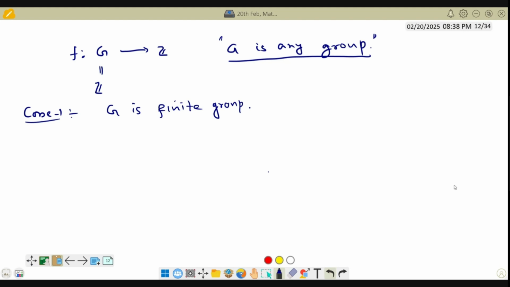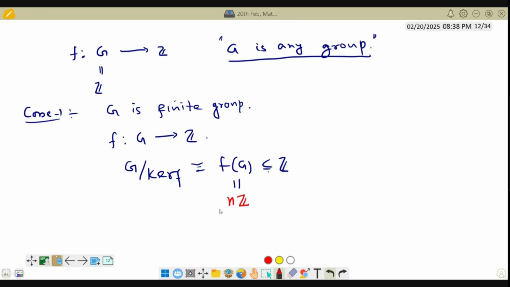which is in this case Z. Not Z, because if it is not onto, then it will not give you Z. So the image of f is a subgroup of Z. So suppose you have f from G to Z, then by the first isomorphism theorem, G by kernel is isomorphic to f of G, that is a subgroup of Z. So f of G will be of the form nZ, right? Because all the subgroups of Z are of the form nZ.